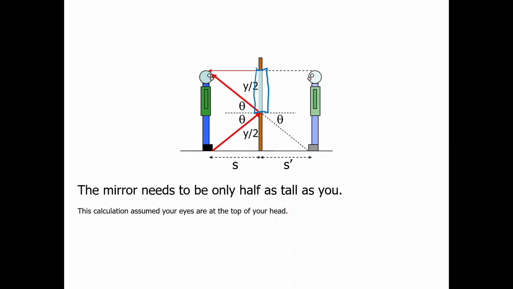So you might notice that if you have one of those freestanding mirrors and you put it on the ground, you're probably not going to see yourself very well. But if you put it up higher, you can actually see yourself in a full standing mirror that is only half your height. Kind of a cool little fact.